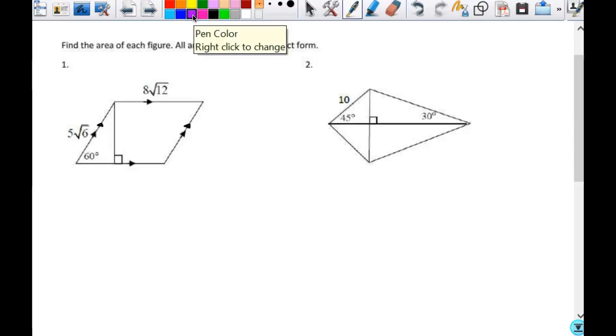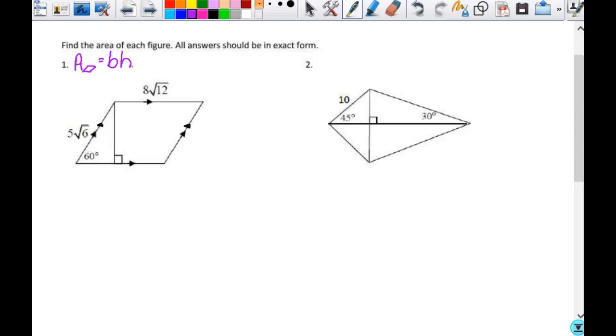All right. So we know that it is a parallelogram. So the area of a parallelogram, what's my area formula? Base times height, right? So I need the base length and I need the height. Did they give me the base? Yes. Did they give me the height? No. Okay. So we need to work on finding the height.